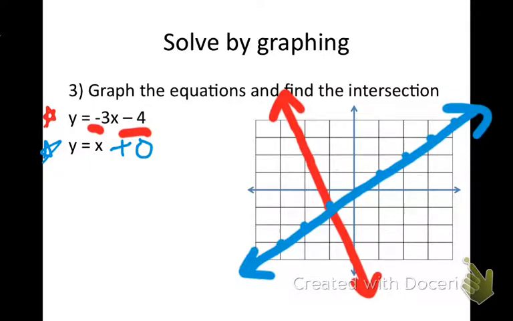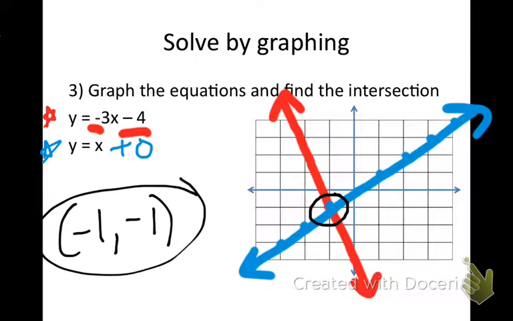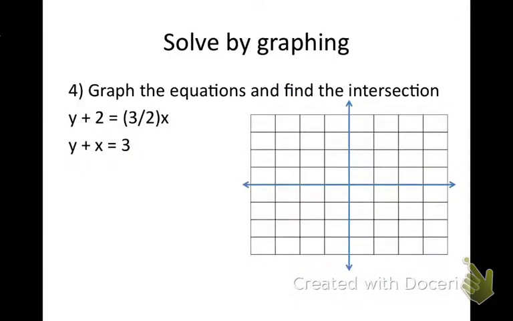Now I'm looking for my intersection. My intersection is located right here, which would be -1, -1. If you want to, you can always plug these answers right back in and check. You know, -1 equals -1. Alright, next one's here. Number 4, same idea here.